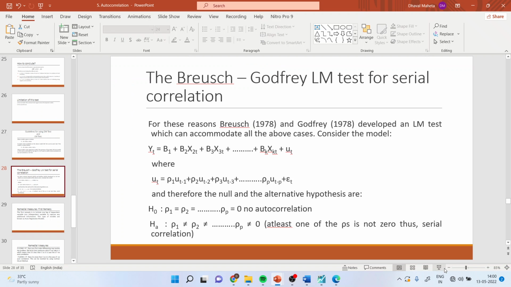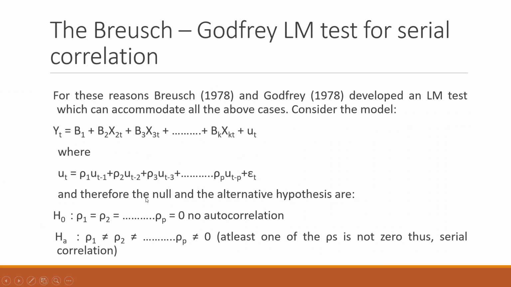Now, when we are having more than a first order autoregressive scheme, that is rho t is equal to rho t minus 1, then in such a scenario, we use the Breusch-Godfrey LM test. So my present error is dependent on many past errors. The null is rho 1 is equal to rho 2 is equal to all of them are 0, or in other words, no autocorrelation. The alternative is at least one of the rho is not 0. How to carry out this test?